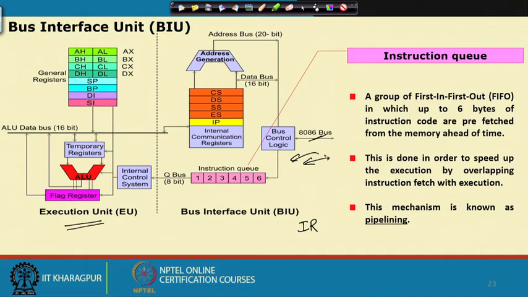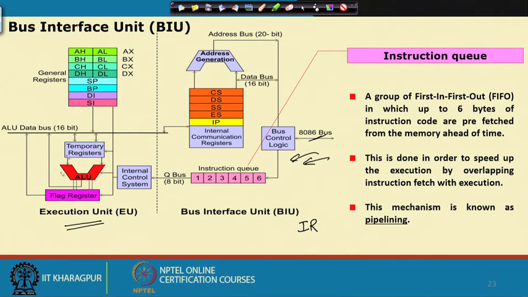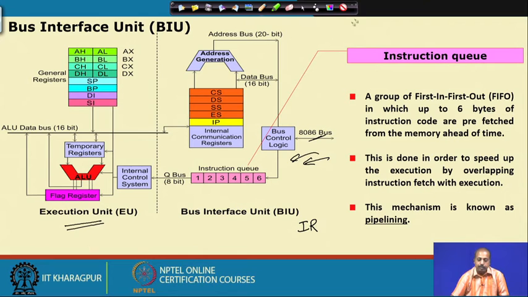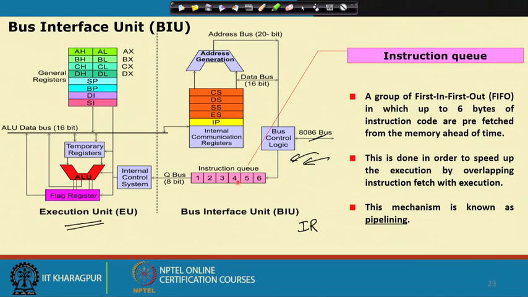This is done in order to speed up execution by overlapping the instruction fetch and execution. While the execution unit is doing its internal execution, the fetch can go on through the bus. This is pipelining, because we showed previously that there is pipelining between the fetch, decode and execute stages. Here the pipelining has been taken a bit ahead, where the fetch has a 6 byte prefetch of instructions from memory.